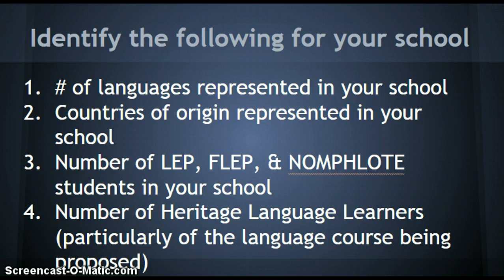The third is to look at and collect the number of the limited English proficient students, the former limited English proficient students, and then the known floaty students at your school. And to explain, limited English proficient students are those students who have not demonstrated proficiency in English on the Access for ELLs here in the state of Alabama. So they have not scored a 4.8 or higher on that exam.